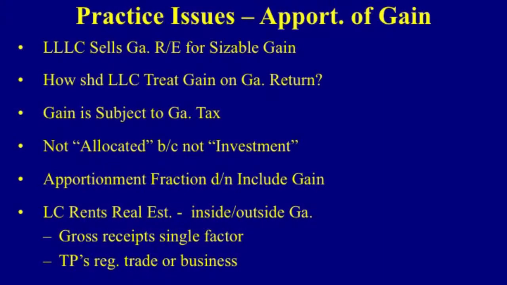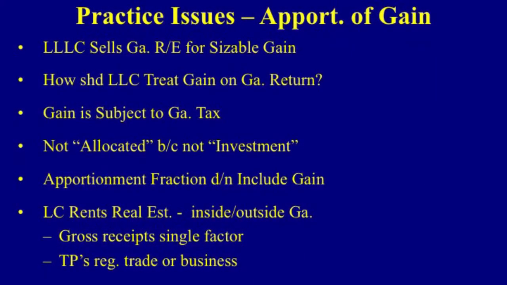In actuality, nothing is allocated unless it's held for investment. And this building wasn't held for investment. It was held for use in their ordinary course of business. But that doesn't mean that it's not taxed. It is taxed, but there's an interesting twist to it. Okay? So the gain, the proceeds from the sale, are put into the monies that are subject to tax.